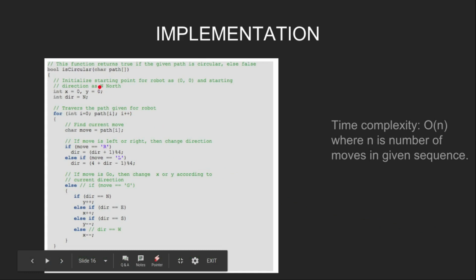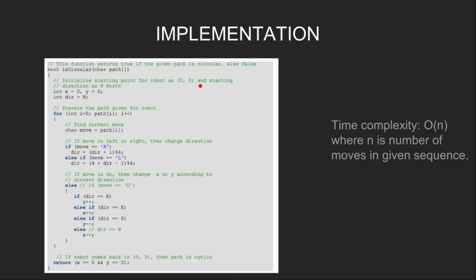Now let's have a look at the implementation. Initialize the starting point for the robot as 0, 0 and the starting direction as N, north, that is X equal to 0, Y equal to 0 and dir equal to N. Traverse the path given for the robot and find the current move by move equal to path of i.